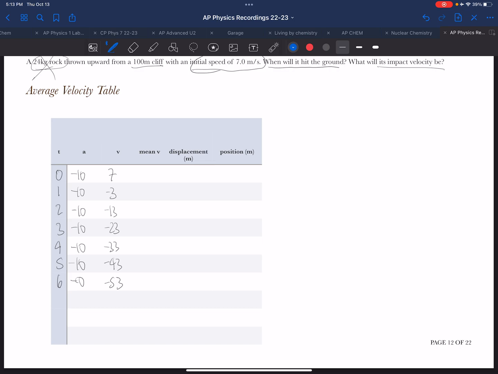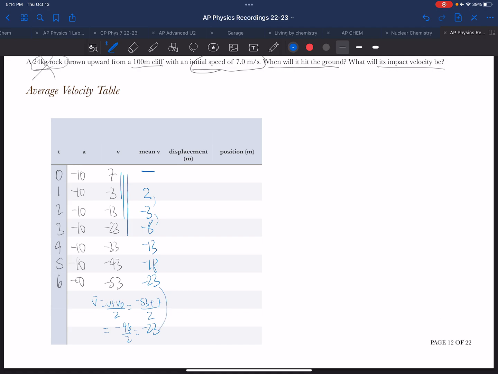Now, the mean velocity up to this point has no meaning for the first time 0 because no time has passed. So plus 7 minus 3 is 4 divided by 2 is 2. 7 minus 13 is minus 6 divided by 2 is minus 3. 7 and minus 23 is minus 16 divided by 2 is minus 8. So you'll notice this is changing by minus 5. And if we were to test that, V bar equals V plus V0 over 2, and we use our minus 53 plus 7 over 2, that's going to give us minus 46 over 2, which is minus 23. And indeed, that is what we get.